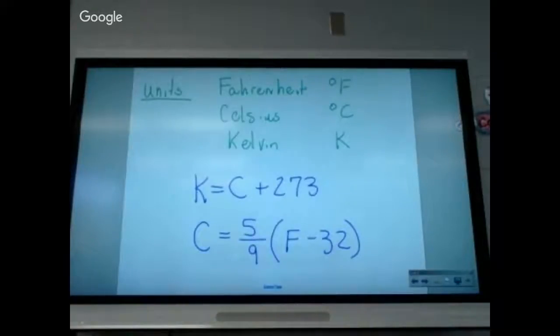We don't have the K? No, it's there. Yeah, the K equals C plus 273 is at the top. Okay? That's page 3. It says formulas at the top. K equals C plus 273 is at the top of the page. And then at the bottom, I want you to write the Celsius equals 5/9 F minus 32, because I'm going to ask you to use it on the test.